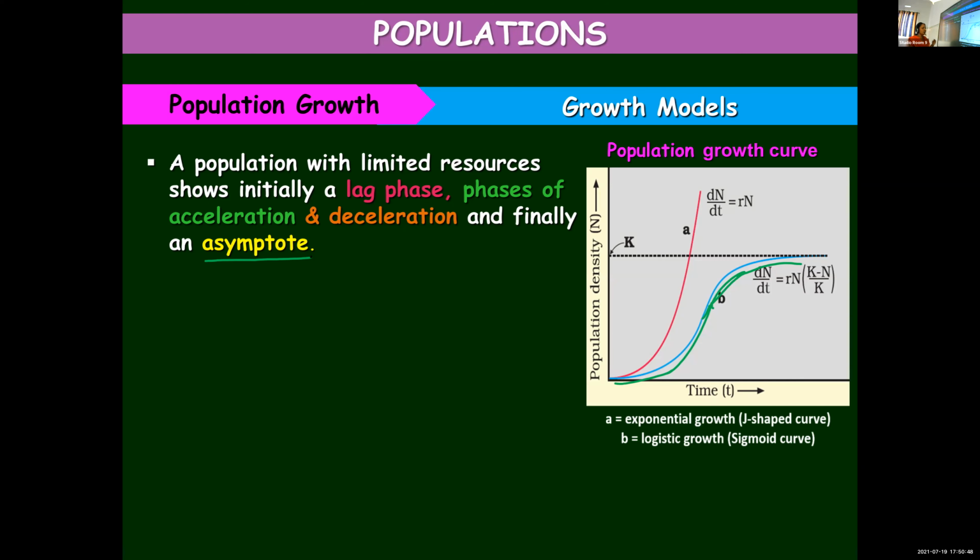In a population with limited resources, or in a logistic growth curve, this S-shaped curve, you can see different phases. Lag phase: in the beginning, it is proceeding very slowly. That is known as the lag phase. In the initial stages, it is a slow process. But then you can see it quickly catches up and the rate is increasing sharply.